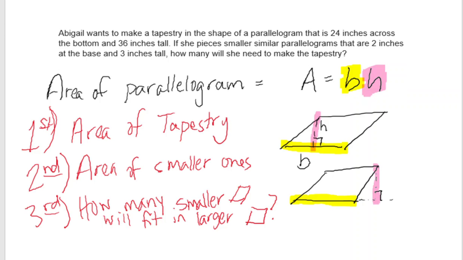In this problem, we're talking about the area of a parallelogram. The formula for the area of a parallelogram is A (area) is equal to B (base) times H (height). When working with area, it's important that you know that the height of a shape is always going to make a right angle with the base.